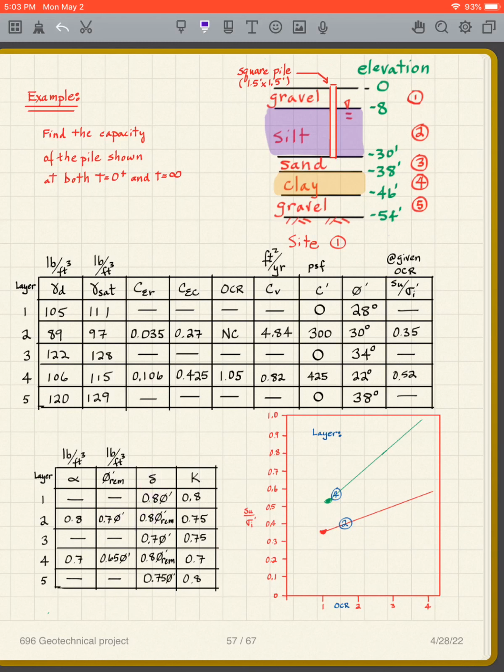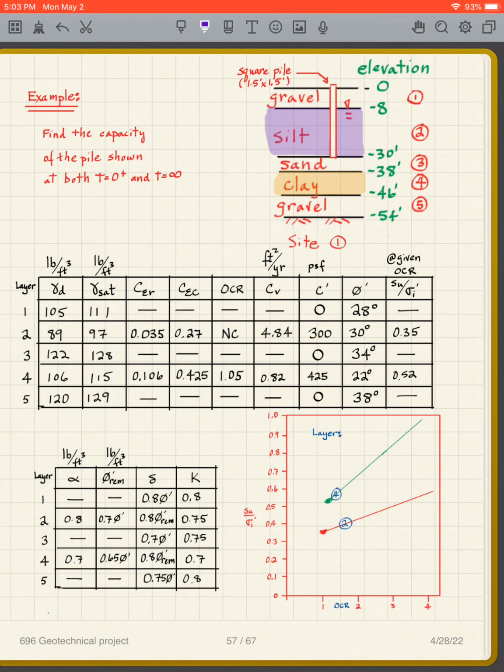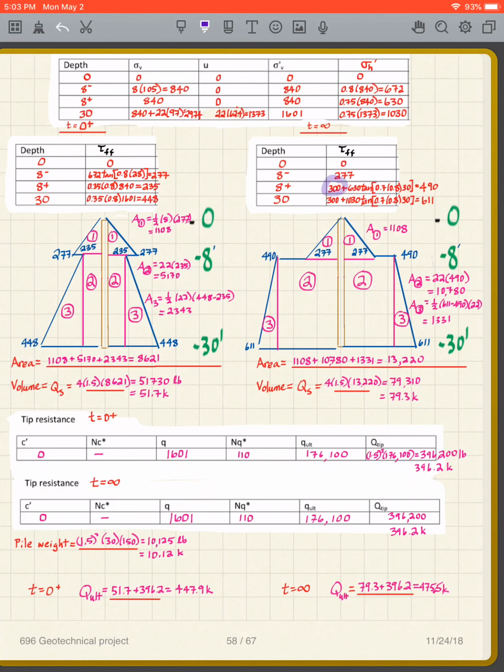So I have to use both of these factors, 0.7 and 0.8, to get the friction angle we're going to use. So it's 300, which is the C prime. I guess if I didn't point that out here, the C prime is 300 for the silt. And so we have 300 plus the 630, which comes down from here, tangent of 0.7 times 0.8 times 30 degrees gives me 490.